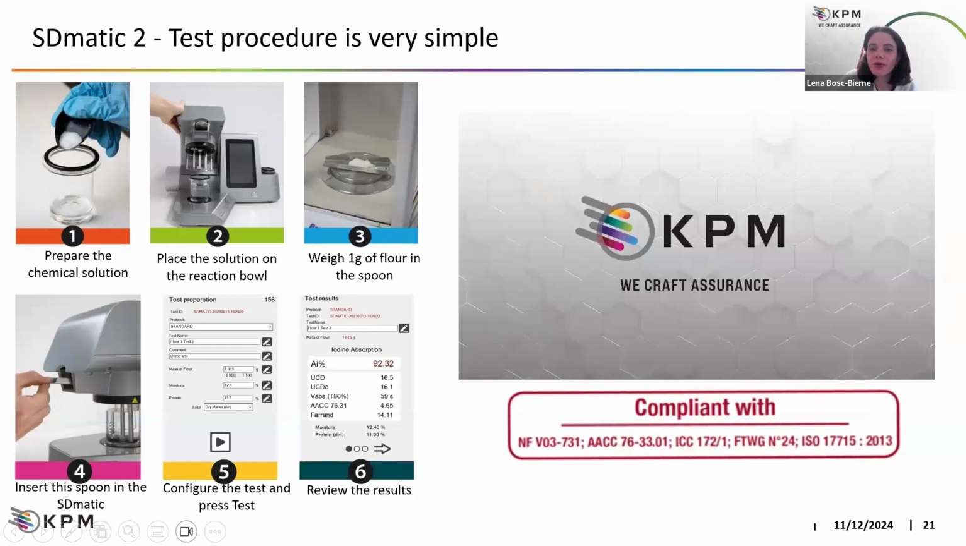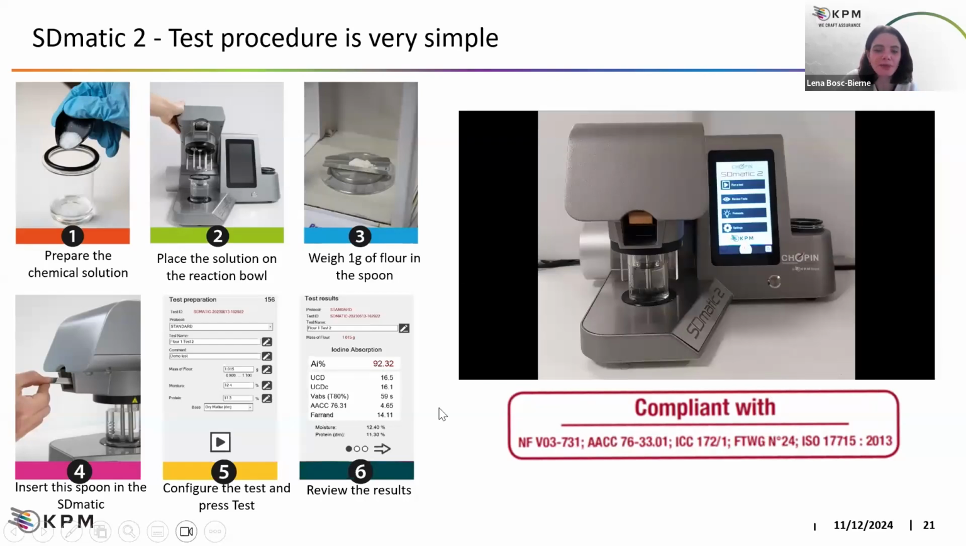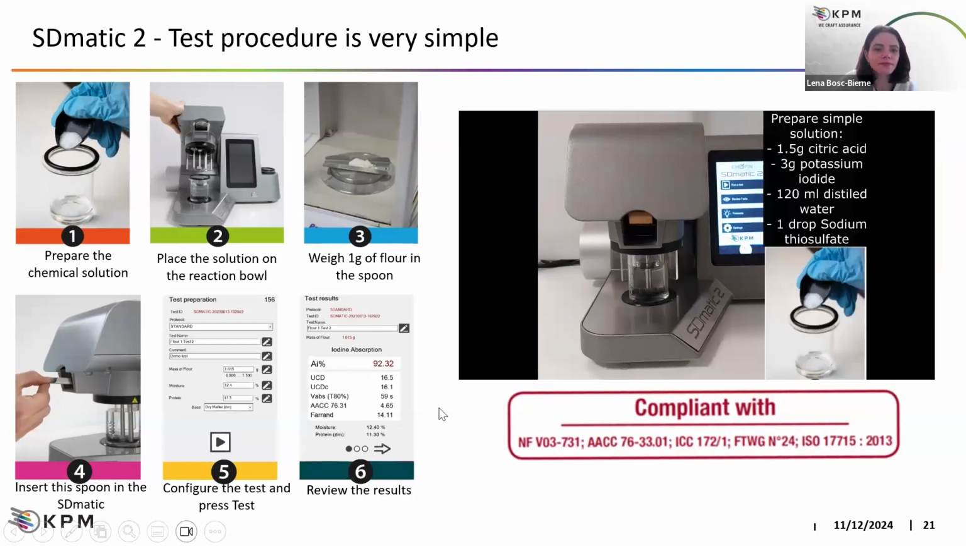So yeah, very straightforward. And in the end, the results are displayed in absorption of iodine, but also UCD, UCDC, AACC values, Farhan values. So we have prediction of the enzymatic method as well.